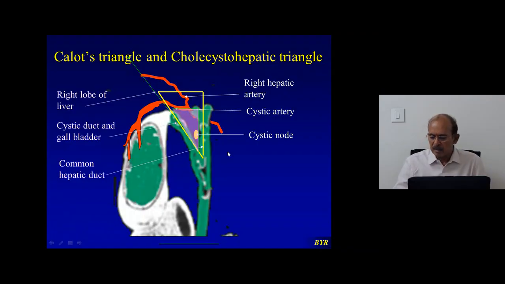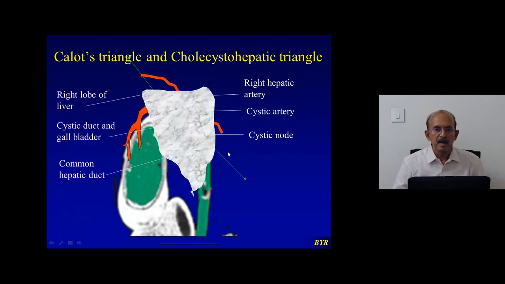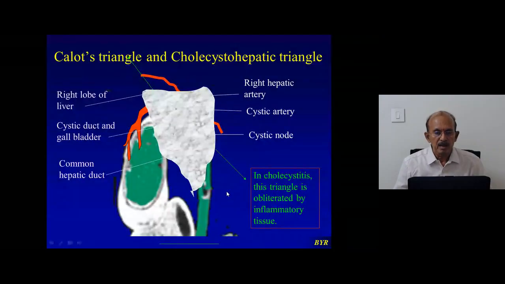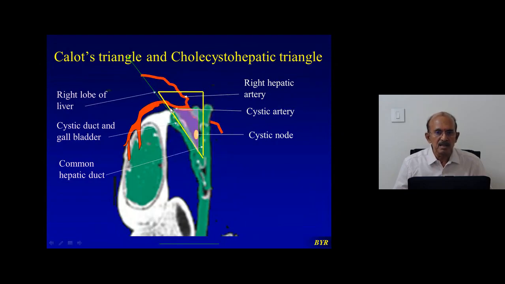But the recent edition, the 17th edition, has given clarity about the Calot triangle. I will show it in the next slide. In chronic inflammation of the gallbladder, this Calot triangle is obscured by thick fibrosis because of chronic inflammation. So this triangle is obliterated by inflammatory tissue, so you will not be able to find these structures clearly.